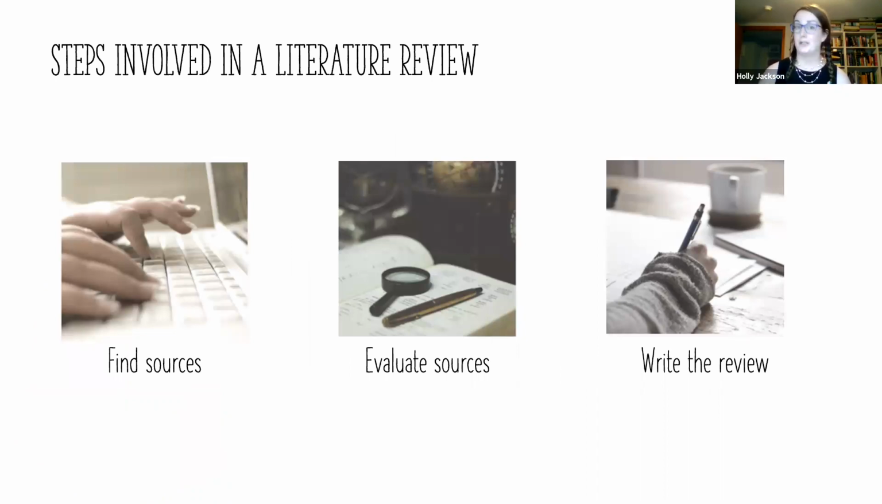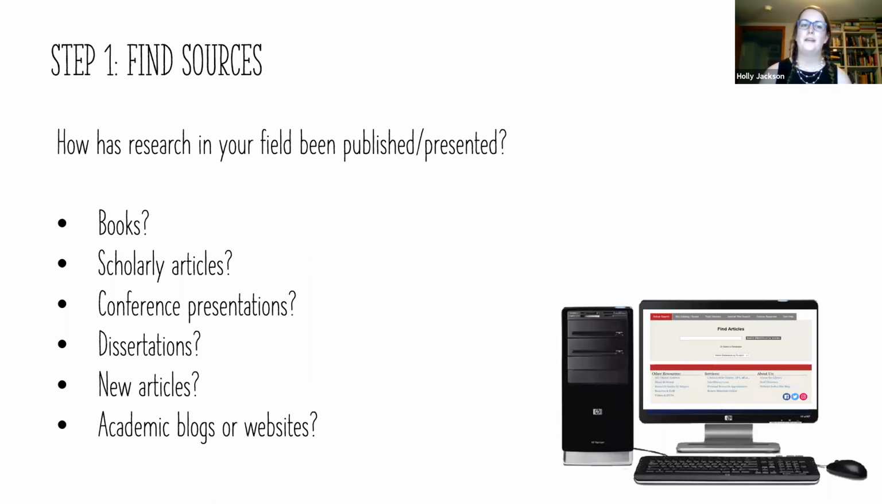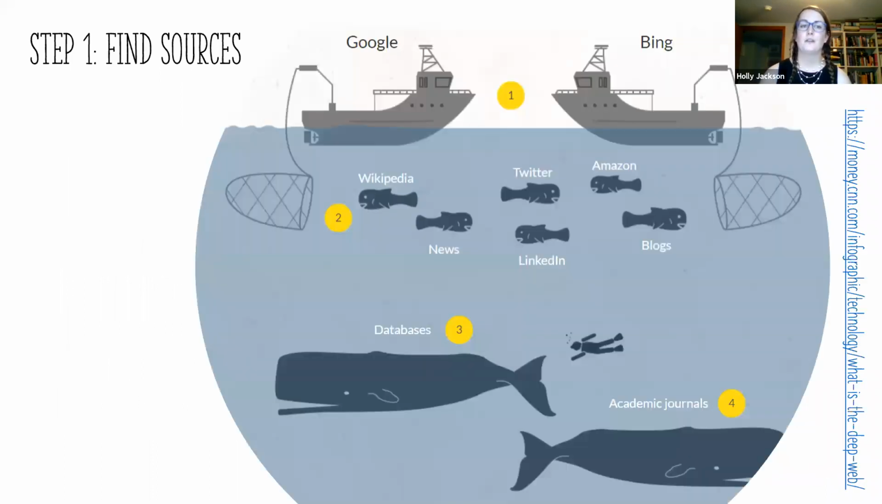There are 3 main steps involved in writing a literature review. The first is to find your sources, and then evaluate your sources, and then write the review. So step 1, how has the research in your field been published or presented? Is it in books, scholarly articles, conference presentations, dissertations, news articles, academic blogs or websites, some combination of all of those or more?